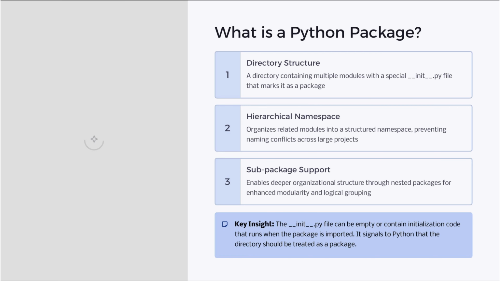A Python package is a directory with multiple modules and an __init__.py file, marking it as a package. It organizes related modules into a hierarchical namespace, preventing naming conflicts. Sub-packages allow deeper structure through nested packages, enhancing modularity. The __init__.py file can be empty or contain initialization code, signaling Python to treat the directory as a package.